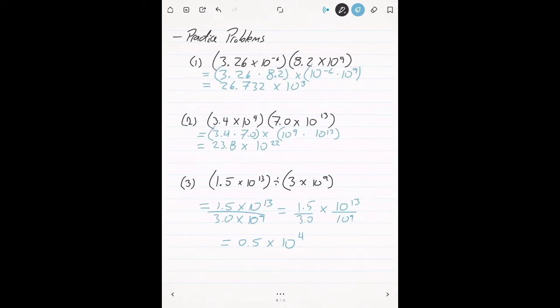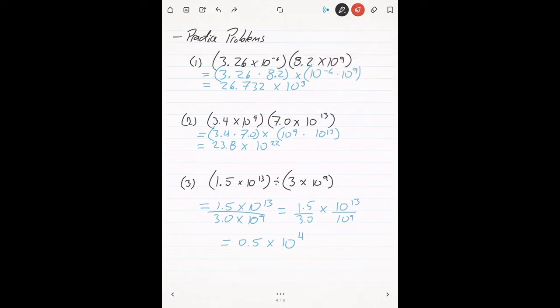All right, well, hopefully as you were working through these practice problems, you were able to come up with these different solutions. You'll notice that I stuck with the same process every time for multiplication. I reordered the multiplication each time to multiply the a values together, while also multiplying the exponential 10 values together. So I ended up coming up with 26.732 times 10 to the third, and I also produced 23.8 times 10 to the 22nd.